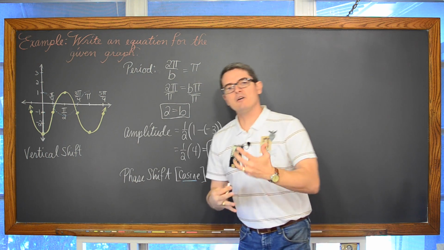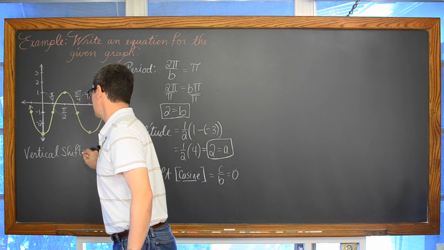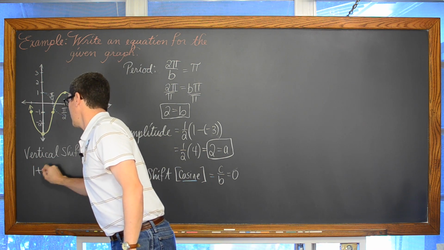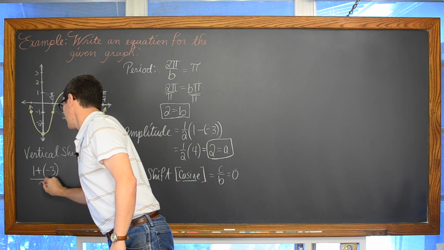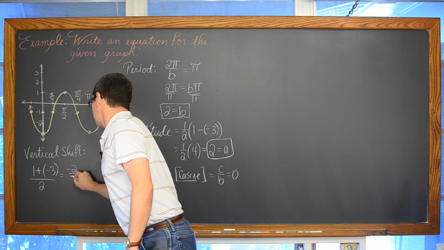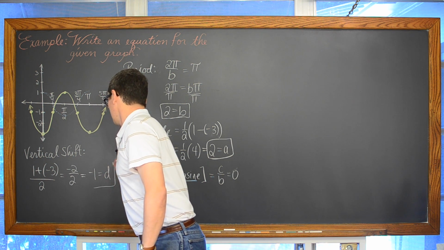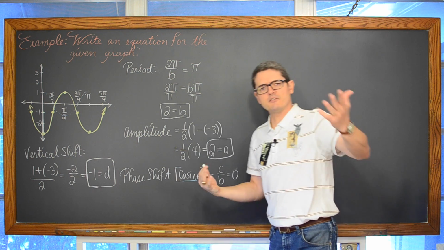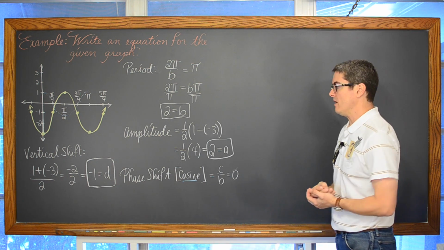is the average of the maximum and minimum values. So for the vertical shift, we're going to take the maximum value of 1, add it to the minimum value of -3, and find the average of that. Well, 1 minus 3 is -2, and -2 over 2 is equal to -1. So D, our vertical shift, is -1, and if you can see it from the graph, just write it down. But if you can't, that is how you're going to calculate the vertical shift.